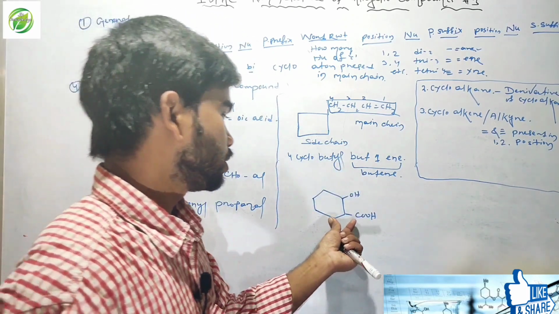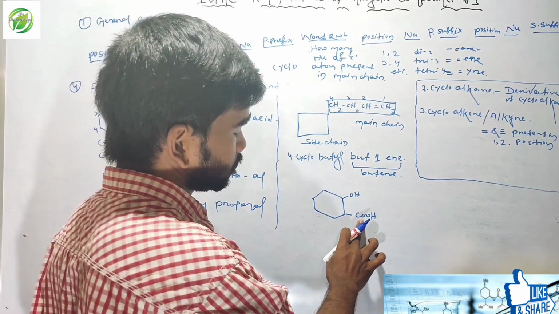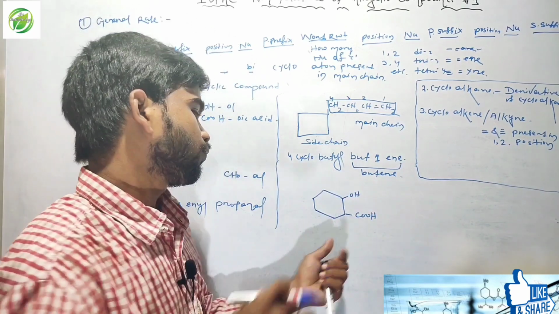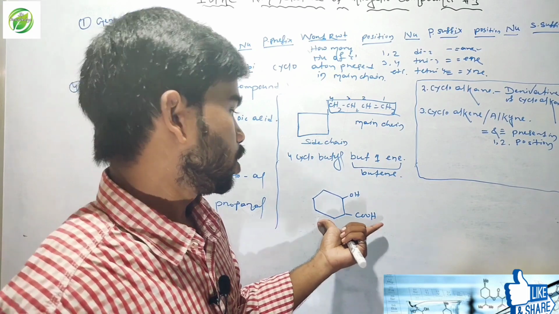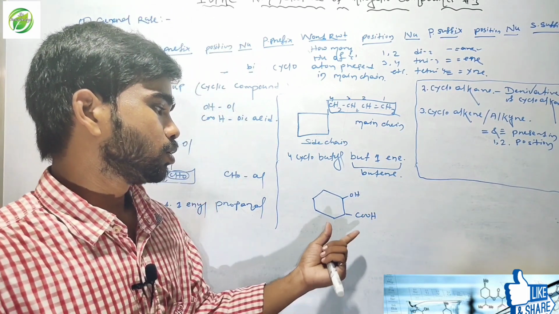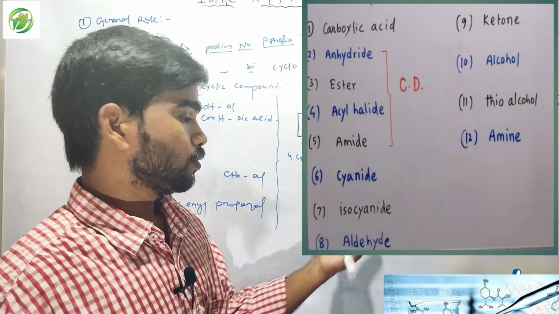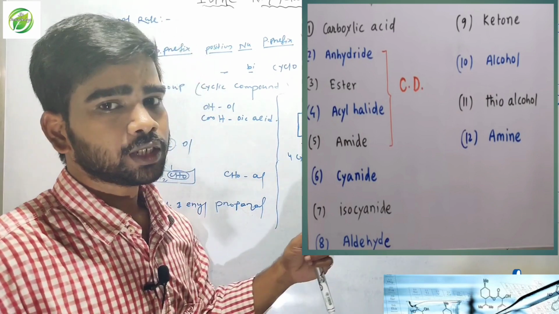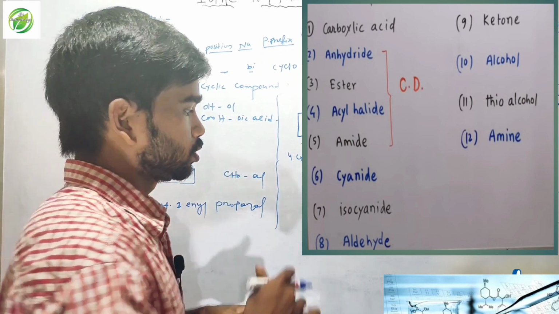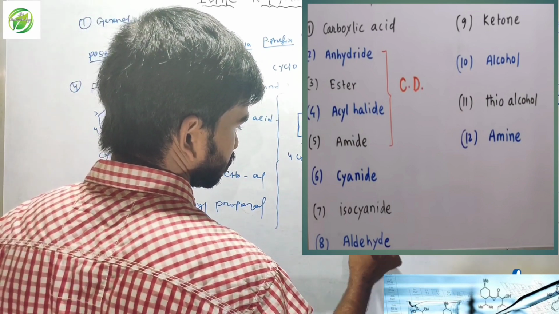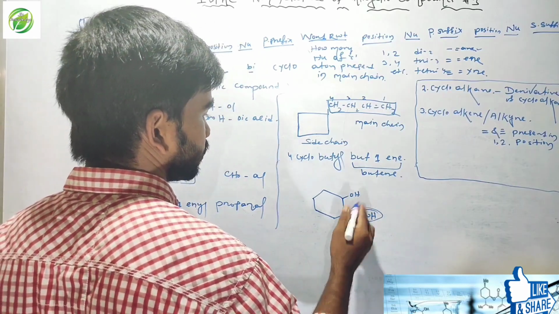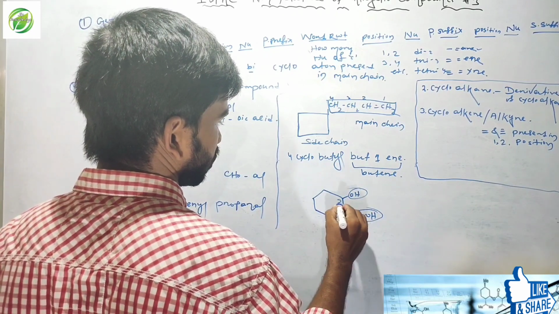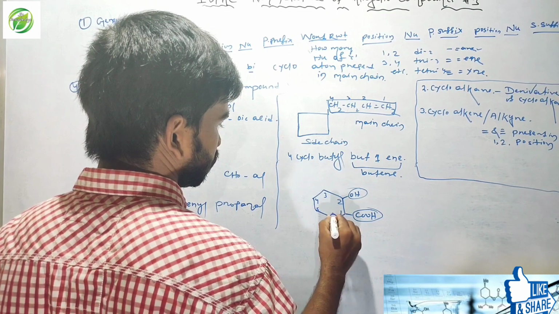Friends, you clearly see this is a carboxylic group and this is an alcohol group. We already discussed the priority of all functional groups. You clearly see the priority order in these pictures. So this carboxylic acid has more priority than this alcohol group. So we start numbering from this side. That is 1, 2, 6.